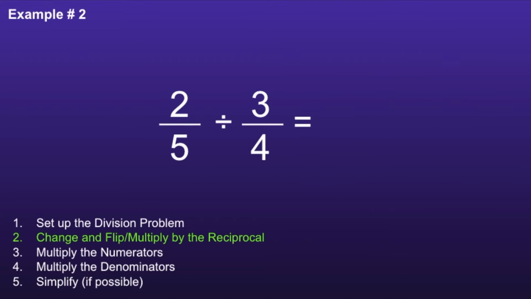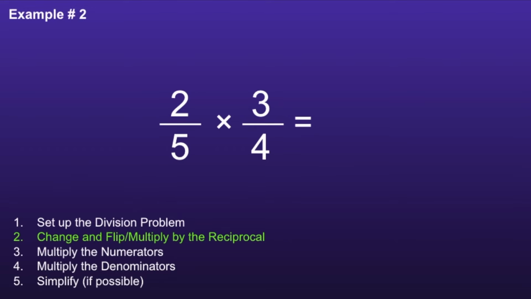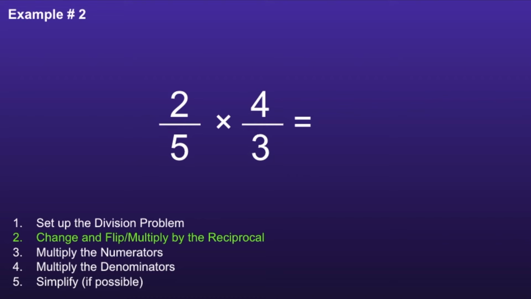This moves us on to step number 2, change and flip, or multiply by the reciprocal. In order to do this, we change the division sign to a multiplication sign, and take the reciprocal of the second fraction, which means switching the numerator and denominator. So the fraction 3/4 becomes 4/3.